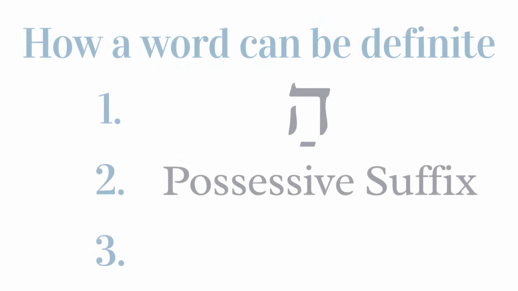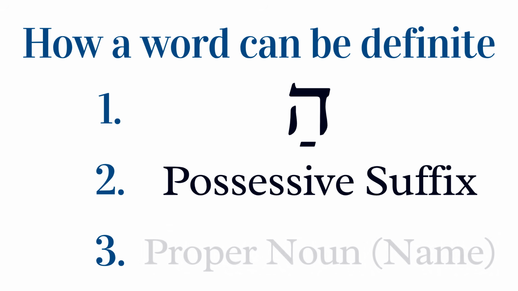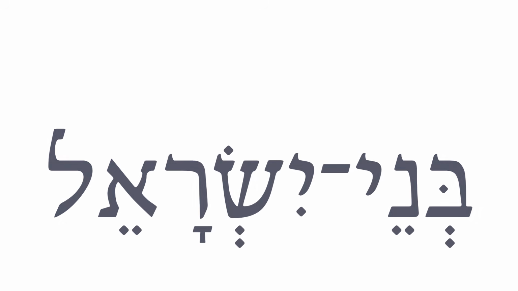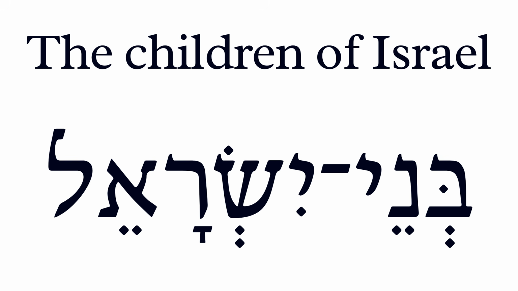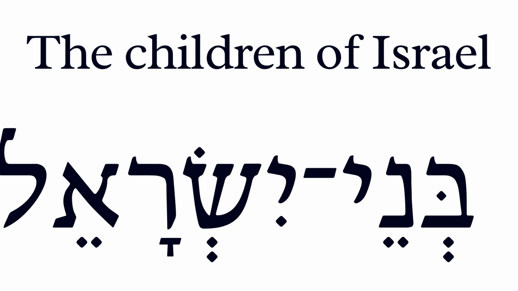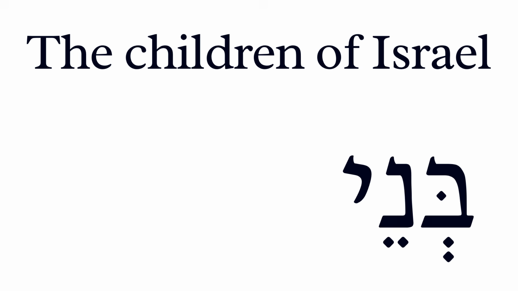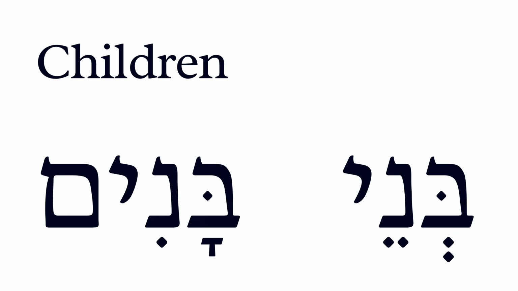The final way a word can be definite in Hebrew is if it's a proper name. Bnei Yisrael is not just children of Israel, but the children of Israel. Yisrael is definite because it is a proper name. Now, the word for children in Bnei Yisrael is bnei. But when we say children by itself, it is banim.